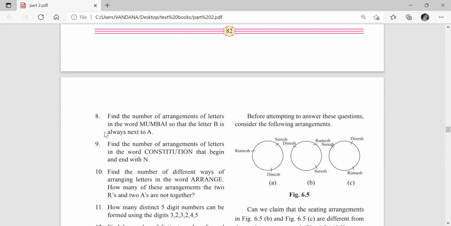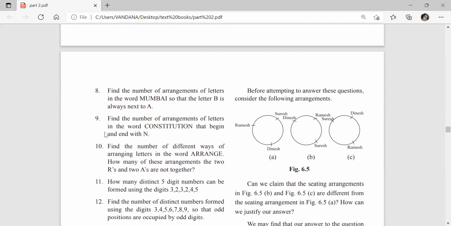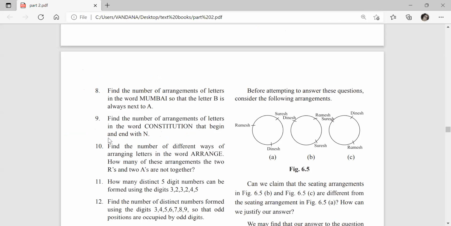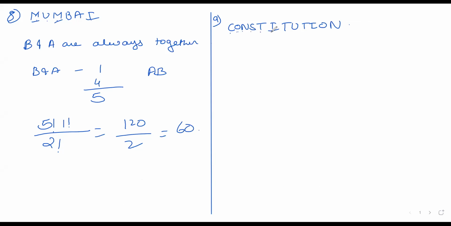Find the number of arrangements of the letters in the word CONSTITUTION that begin and end with N. And we have 2 N's. Let us check the spelling if it's so. Yes. We have 1, 2, 3, 4, 5, 6, 7, 8, 9, 10, 11, 12.